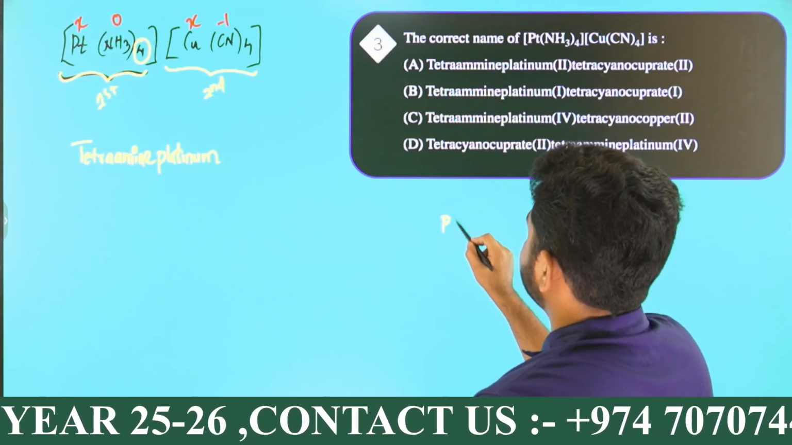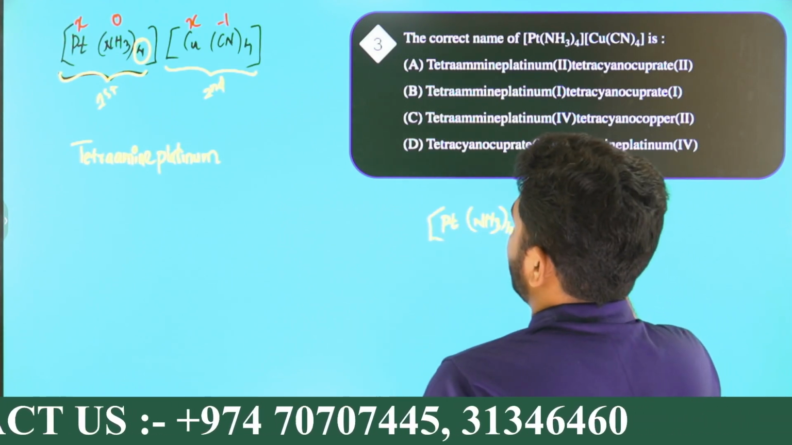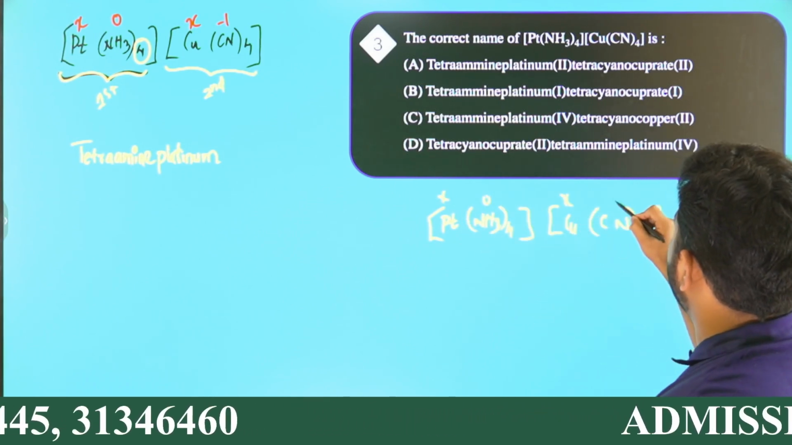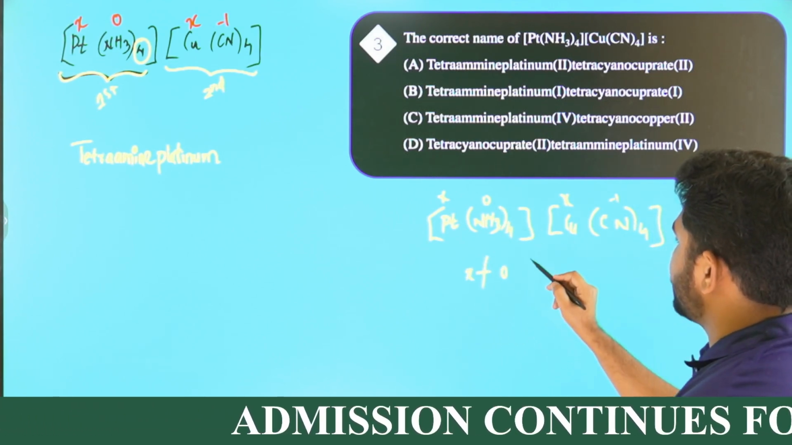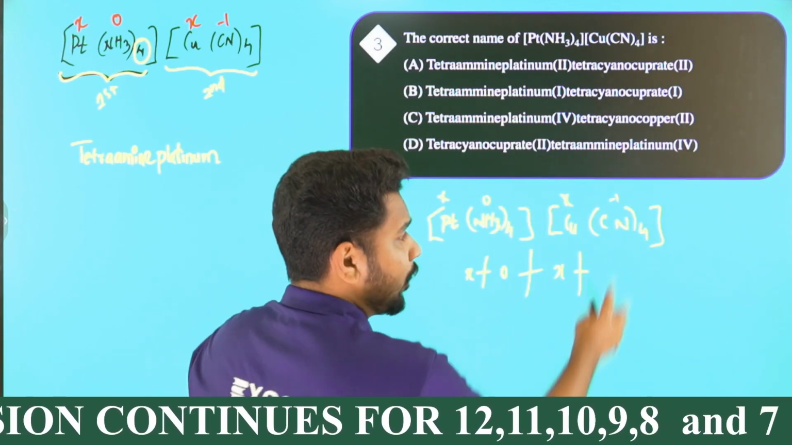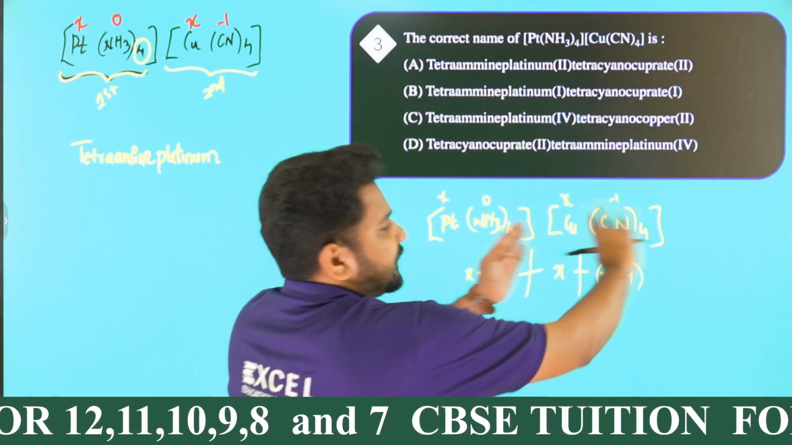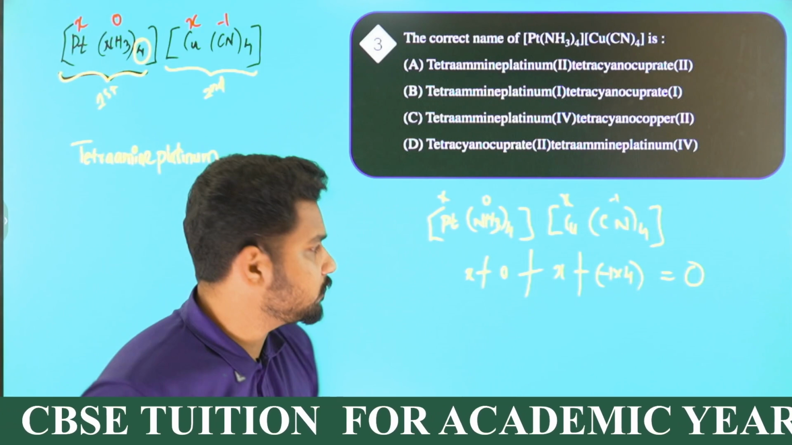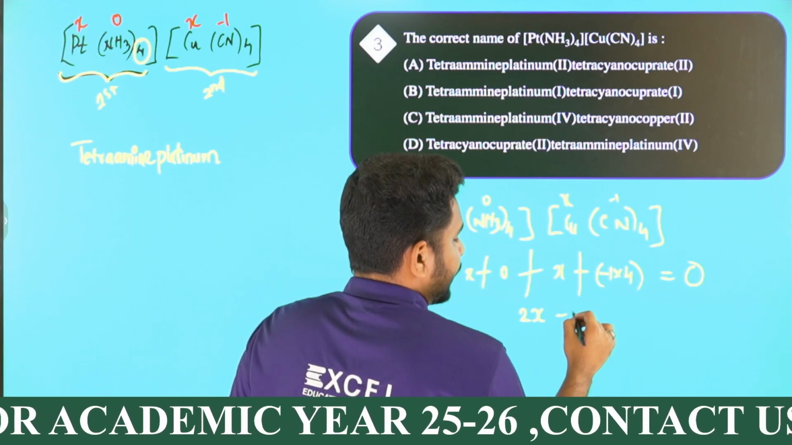Platinum, NH3 4 times, and copper, CN 4 times. Here it is X, 0, X, -1. So here it will be X plus 0, plus X, plus minus 1. For 1 CN it is minus 1. How many CN are there? 4 CN, so minus 1 into 4. We add all the charges and it should be equal to 0. Then X plus X, what is X plus X? 2X. 2X minus 1 into 4, minus 4, equal to 0.